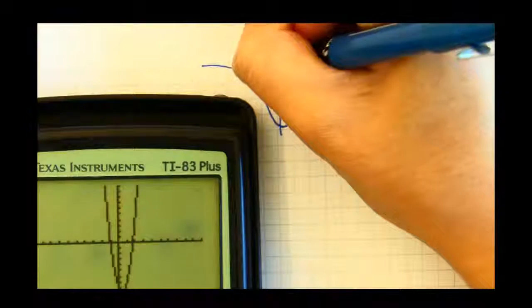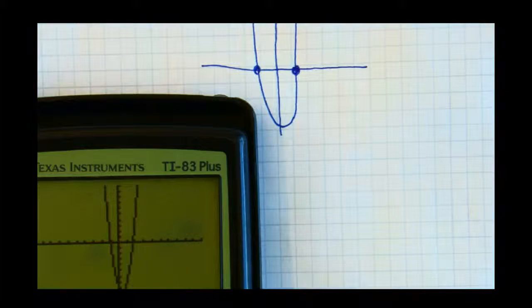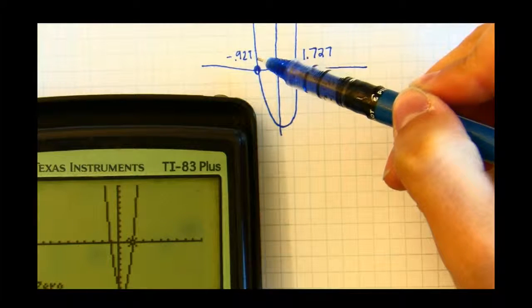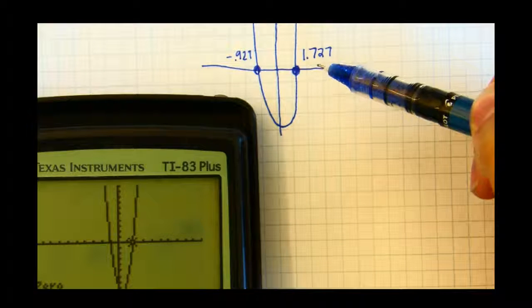I want to figure out what my two zeros of that graph are. Go ahead and calculate what are those two zeros of my parabola. Your two zeros, you're going to end up with two decimals, and that's fine. So the first zero is at negative 0.927. The second one is at 1.727.